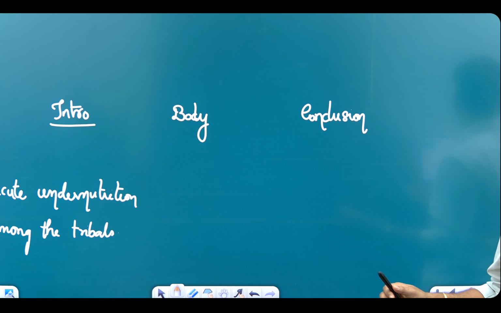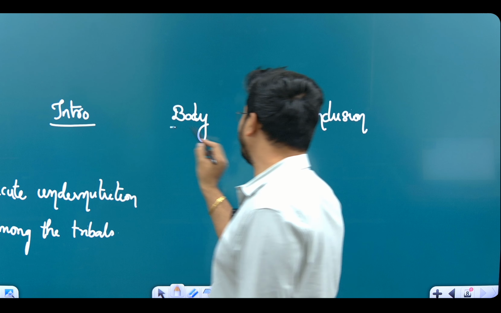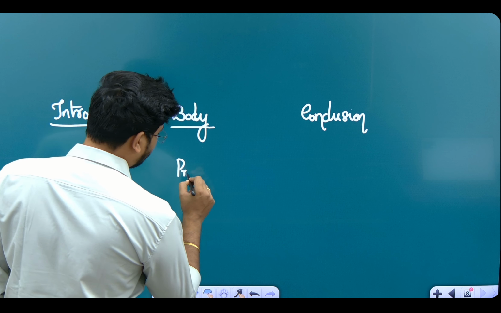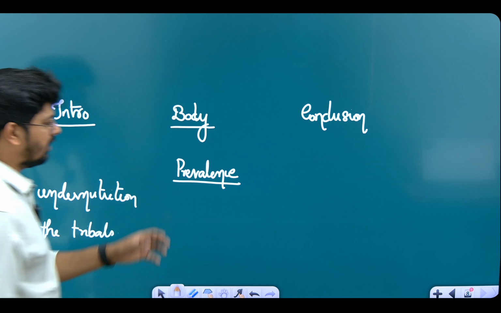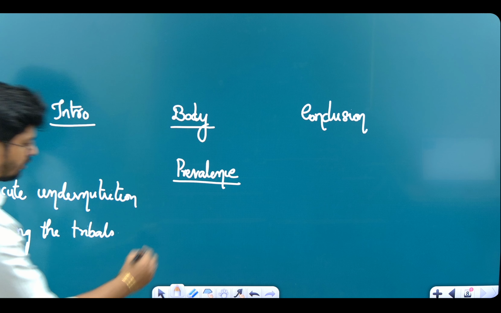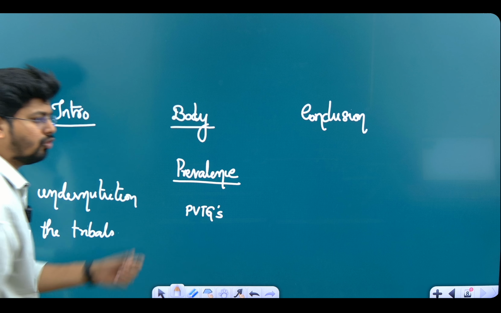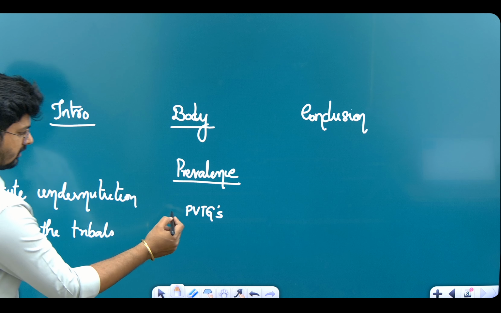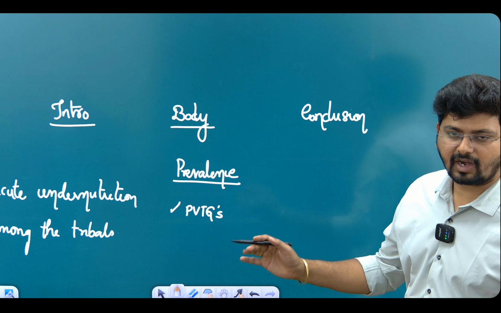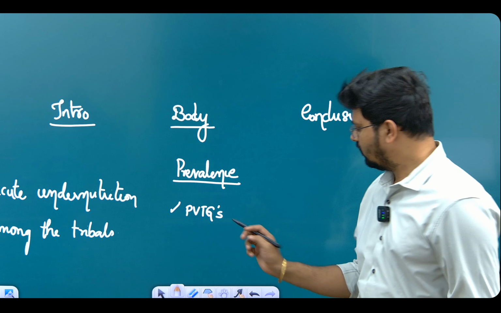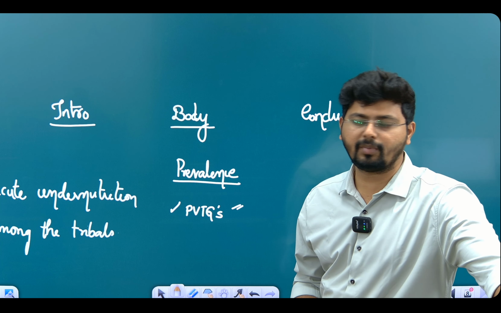Then in the body, first you'll try to highlight the prevalence. Okay, so you'll try to show the stunting and wasting. How do you show it? You take PVTGs. Since you already study their health in the 6th unit, you'll know the stats, and you show how the stunting and wasting percentages are present among the PVTGs.